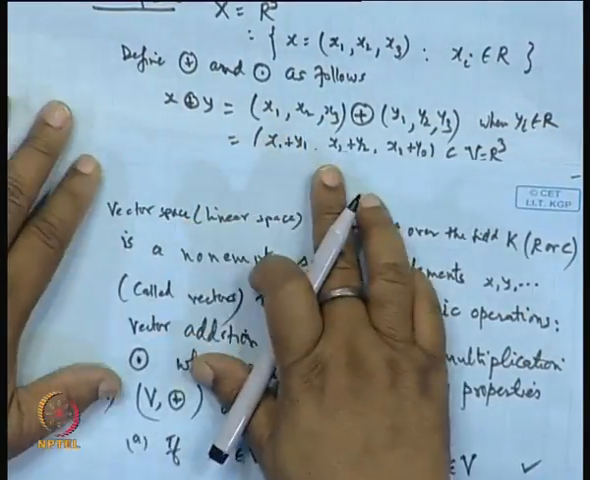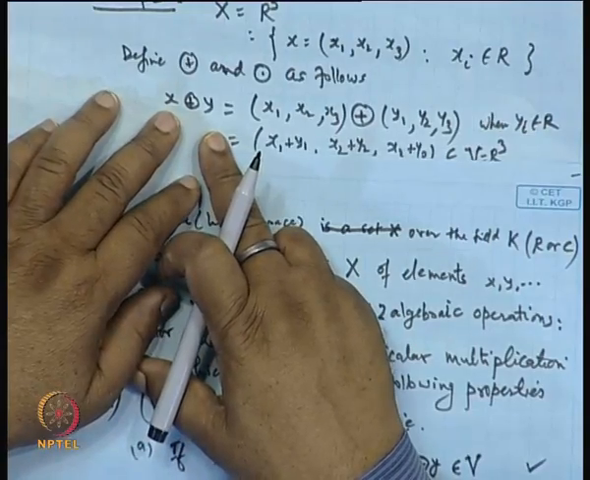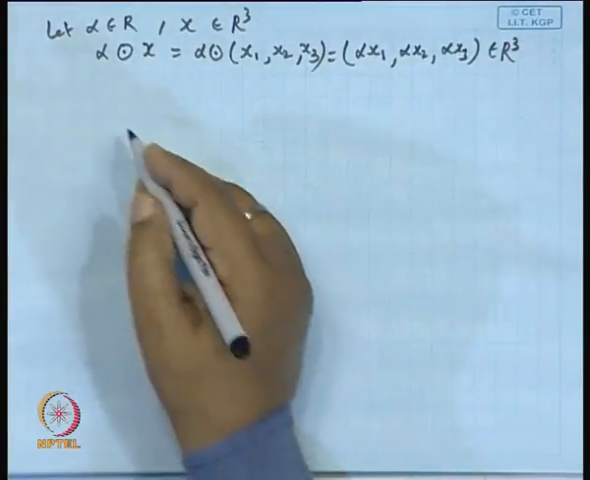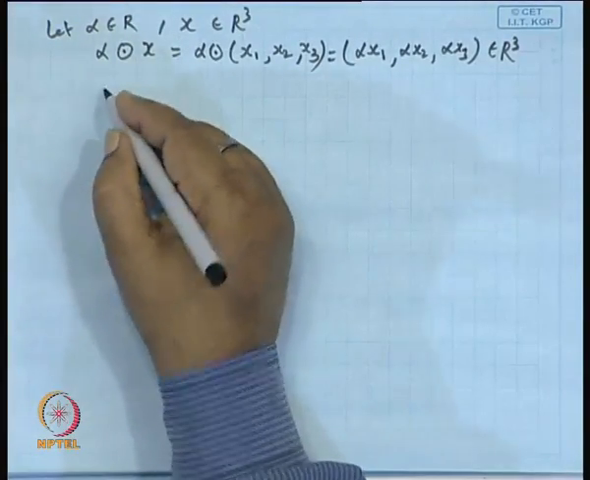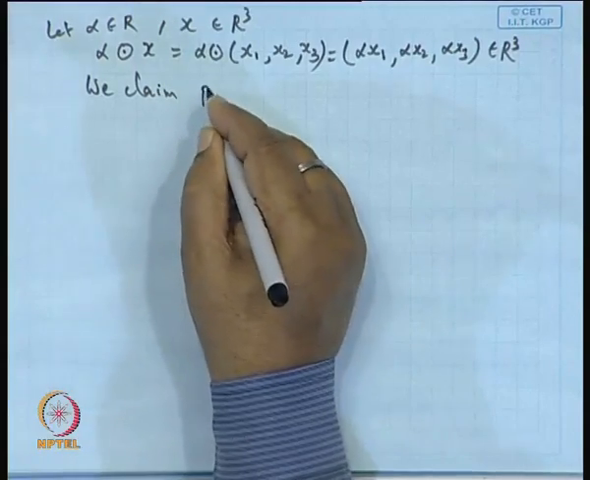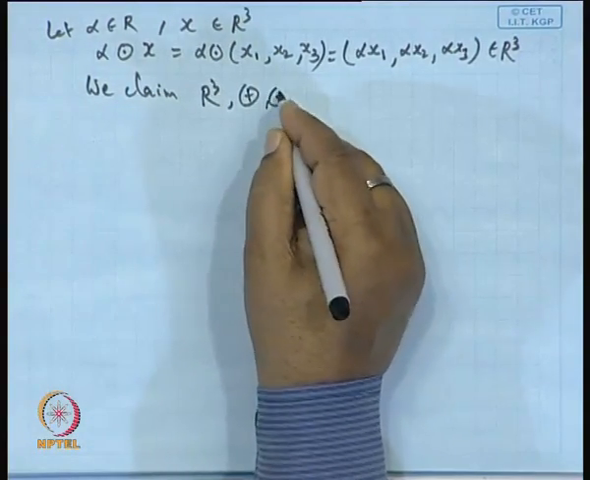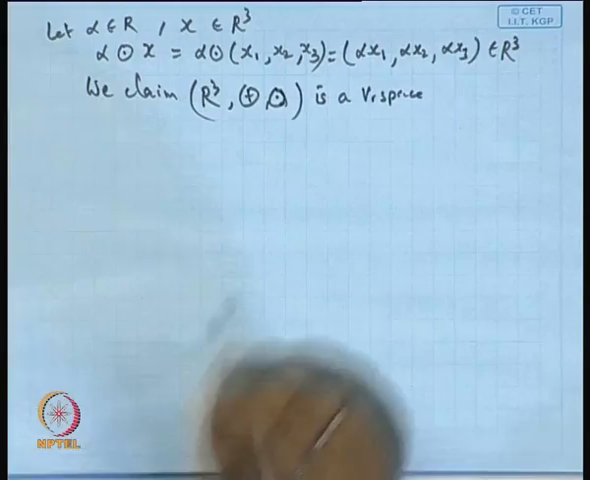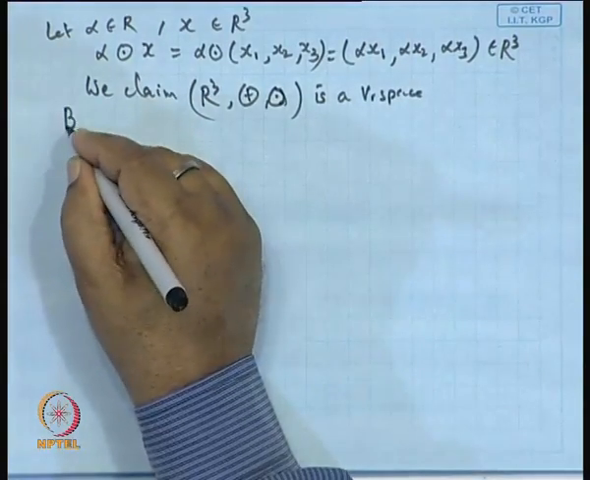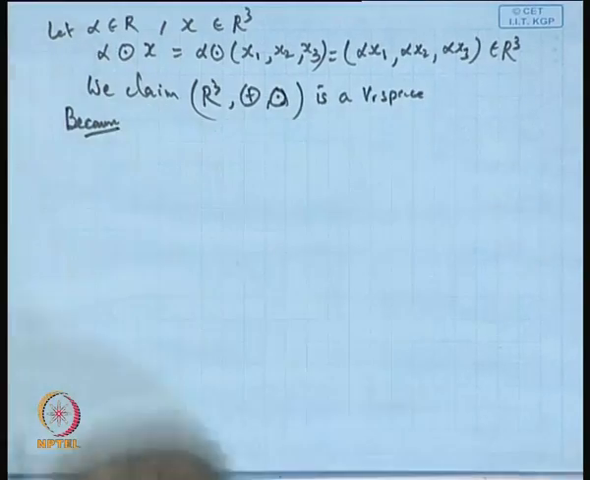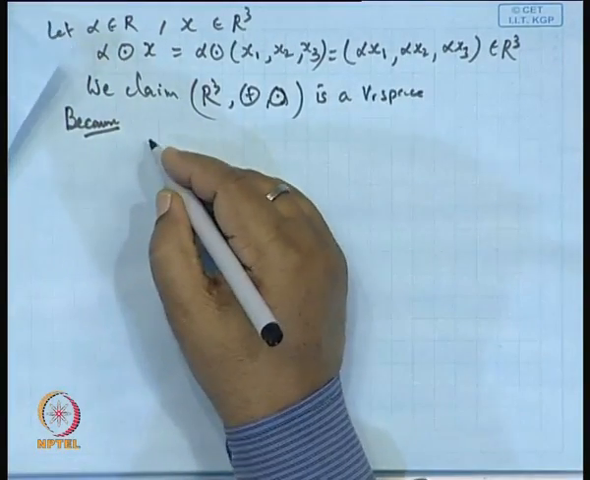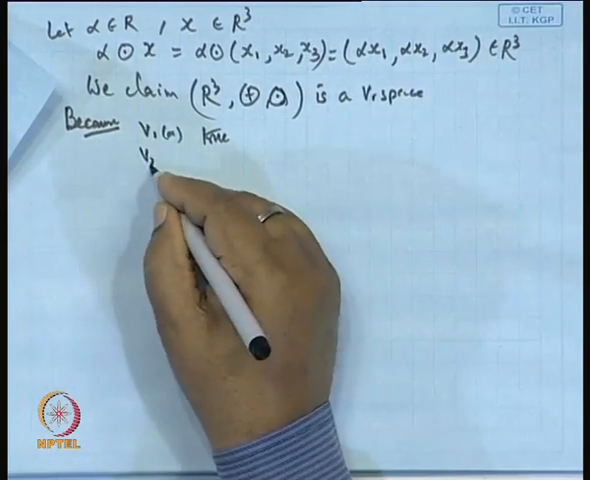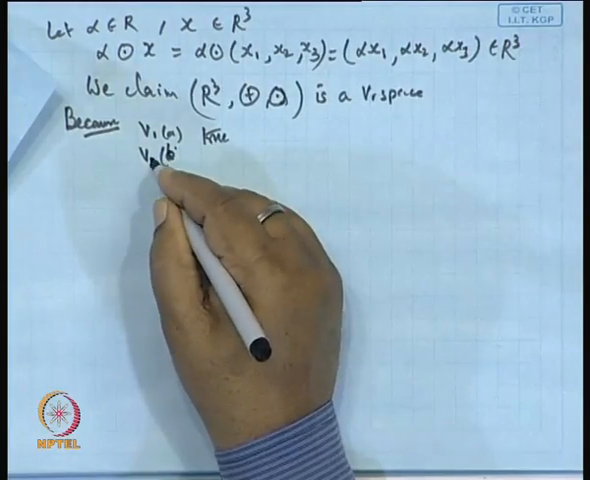Okay. x plus y is this one. So, suppose I take one more point z, then what happens, this x plus y plus z will be... we claim R 3 with respect to this is a vector space. Okay. Why? Because the first property is true, V 1 A is true, V 2 A, B, V 1 B.